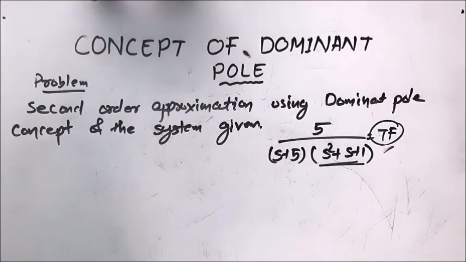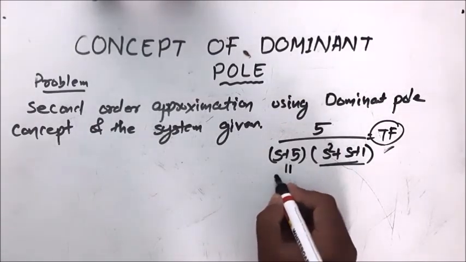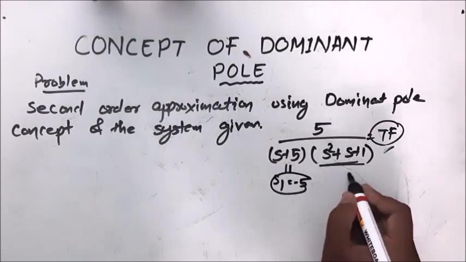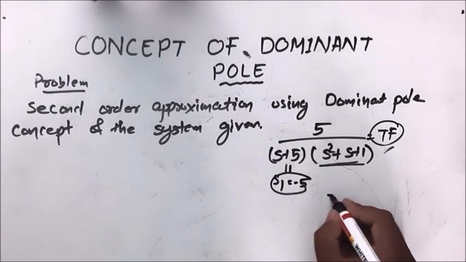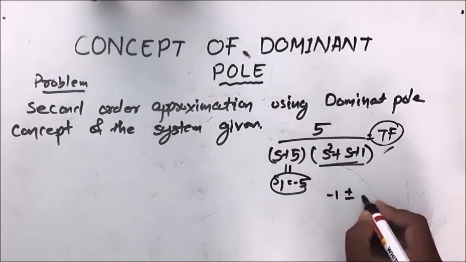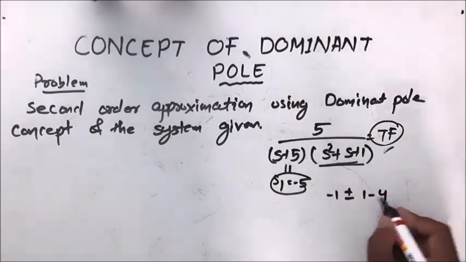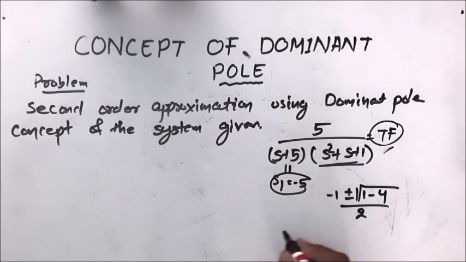Unless you find out the poles, how could you say that this is dominant and this is insignificant? So first, to find out the poles, from looking at these two, you can make S1 is minus 5, and this is a second-order quadratic equation. To solve that, let's say, minus 1 plus minus square root of b square, that means 1 minus 4ac, so 4 under root, divided by 2 into 1, that is 2.